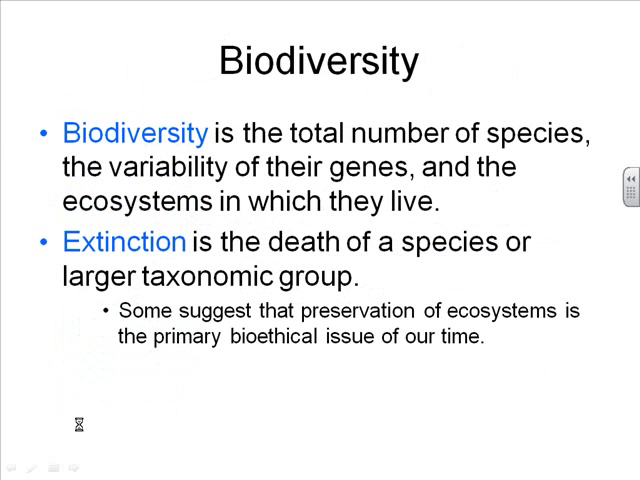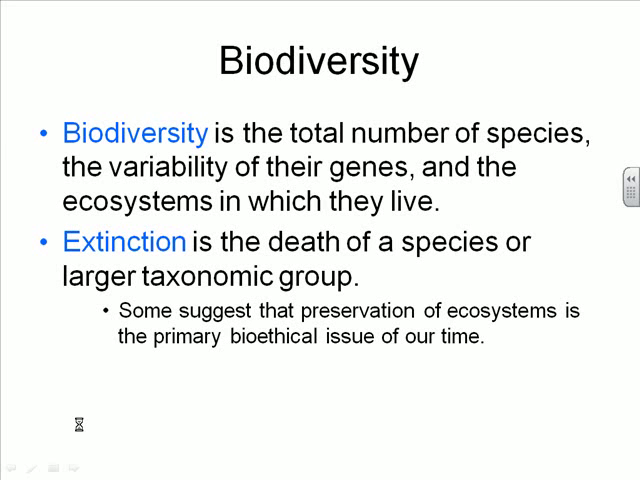In our biosphere, we're going to see a lot of biodiversity. Now, we have about 15 million species around. The total number of species, their variability, how they're different, and the ecosystems in which they live make up a very complex biodiversity. Now, that's necessary. We are using this biodiversity to ensure our survivability. Because there's a variance in humans, we can survive different things.